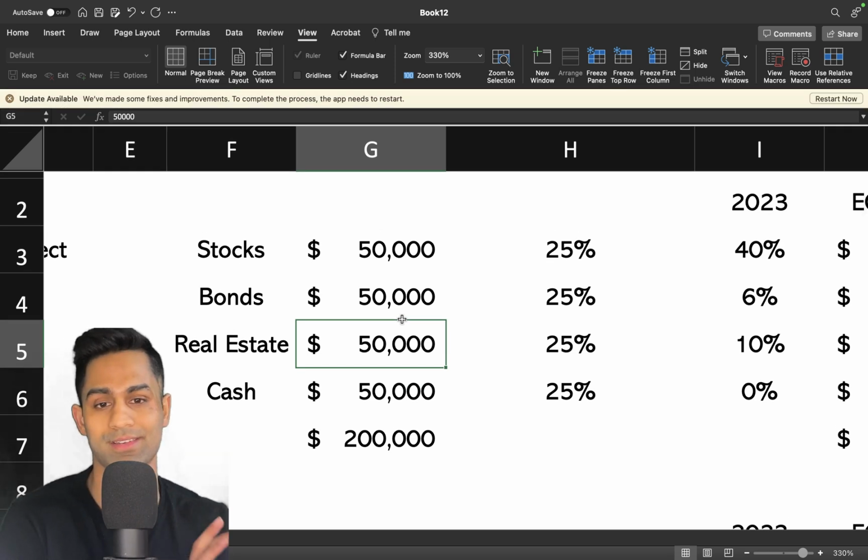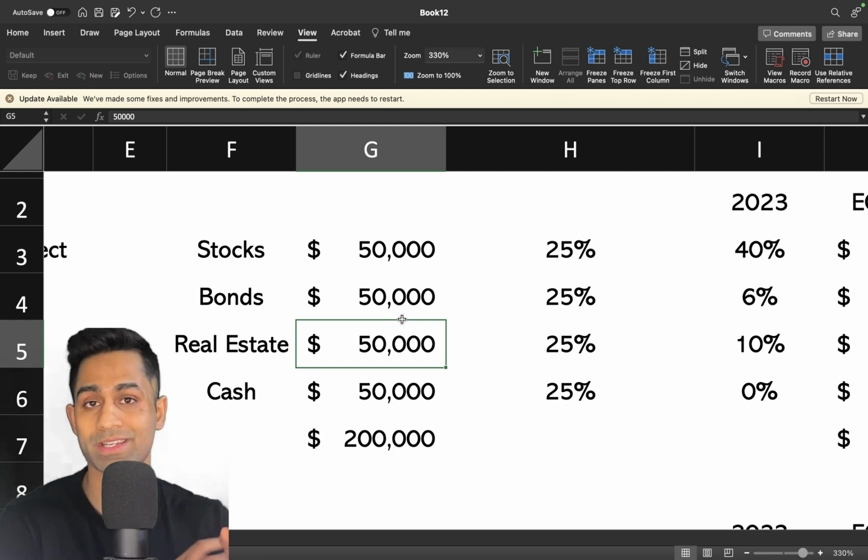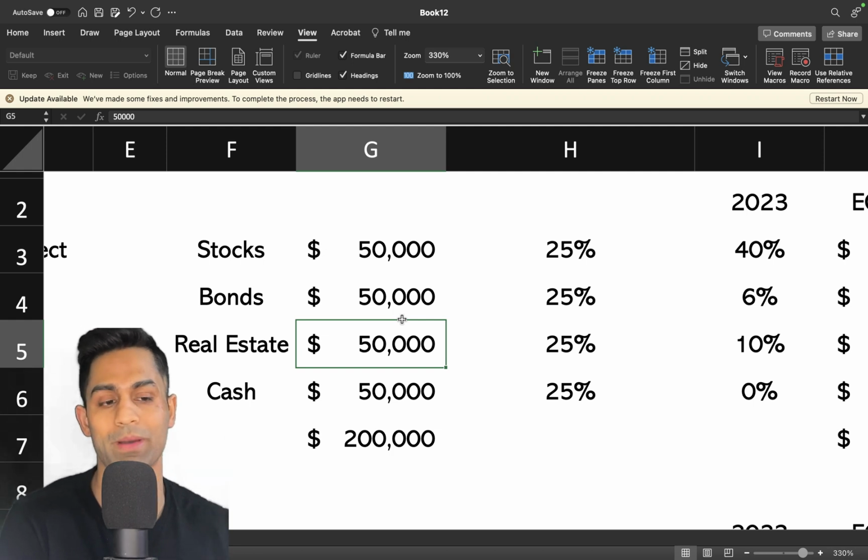Before many of you say, $50,000 for real estate, what are you investing in? This is an example, guys. This is literally an example. I'm not actually putting in real values here. I'm just going over very simple math so you can understand what rebalancing is all about.